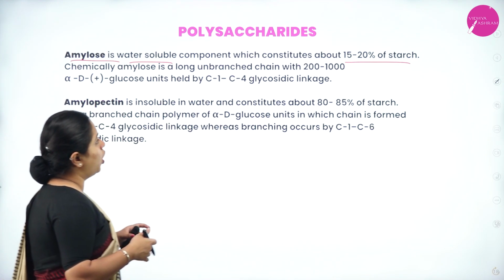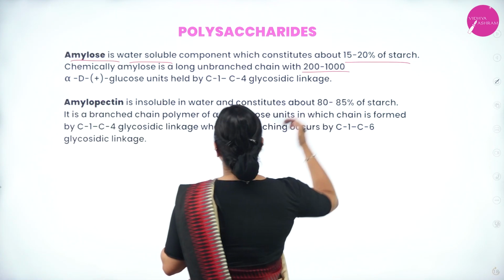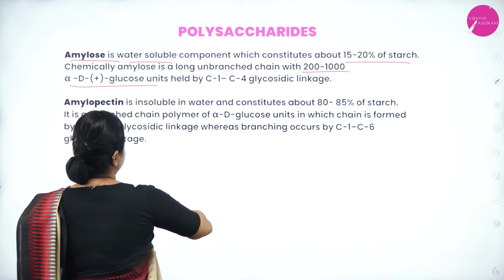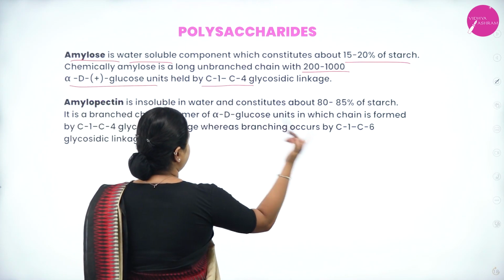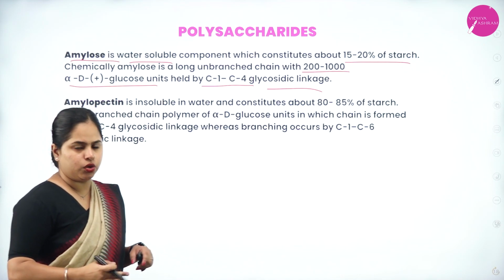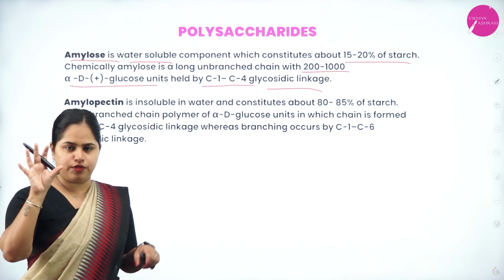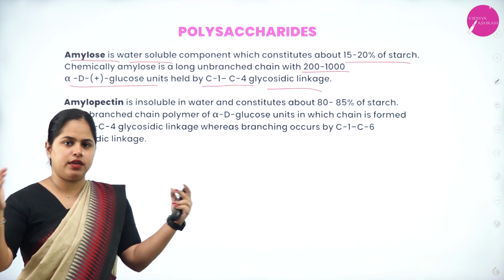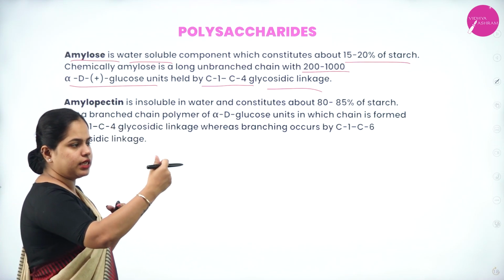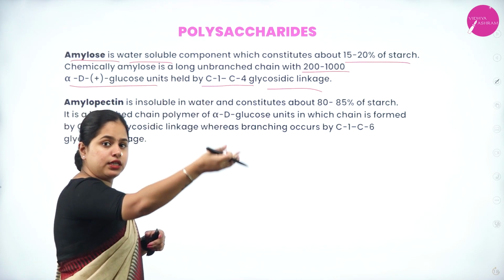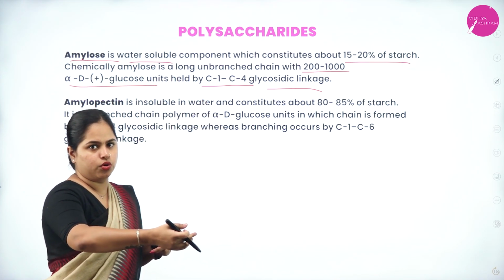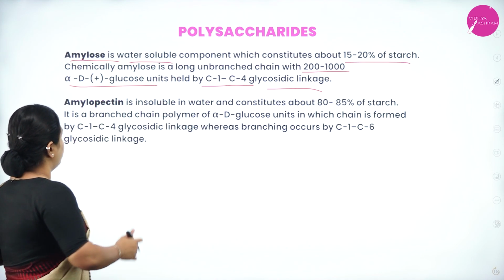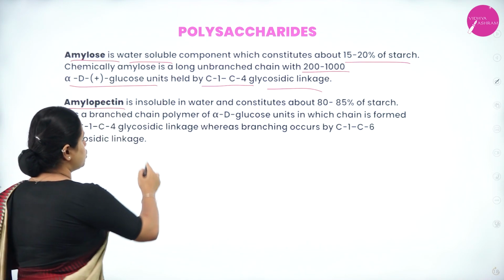Chemically, amylose is a long unbranched chain with 200 to 1000 alpha D glucose units held together by C1 and C4 glycosidic linkage. So the first glucose's C1 carbon atom and the second glucose's C4 carbon atom will form a glycosidic linkage, and the C4 will form a bond with further C1 of another glucose molecule. Clear? So moving on to amylopectin, it is insoluble in water.